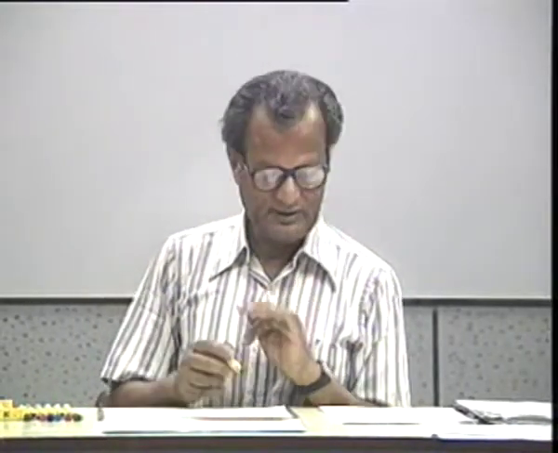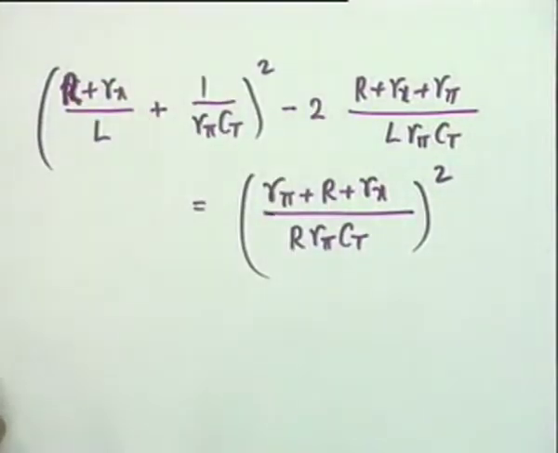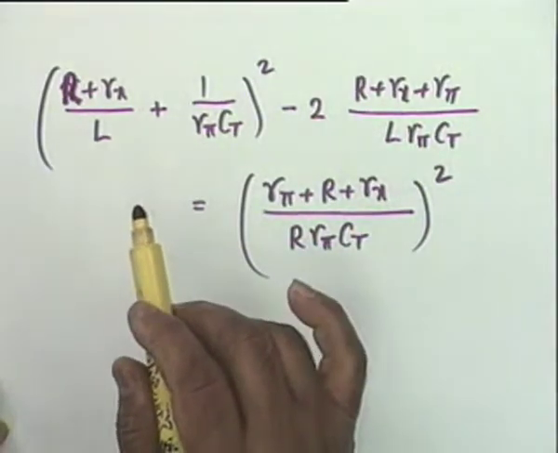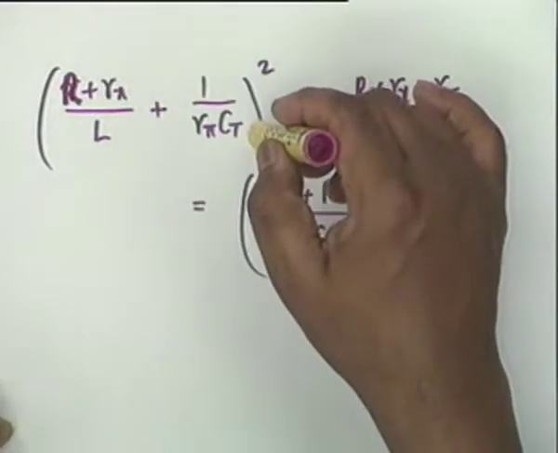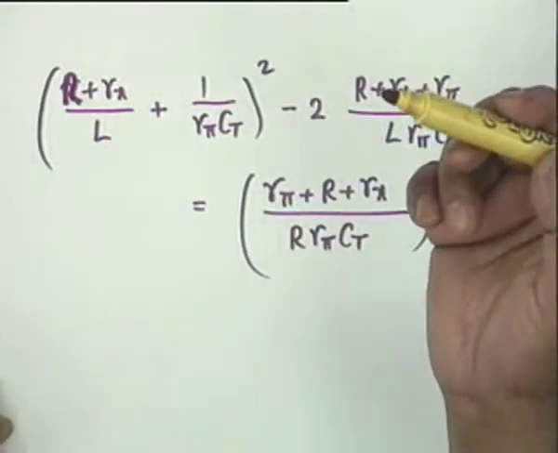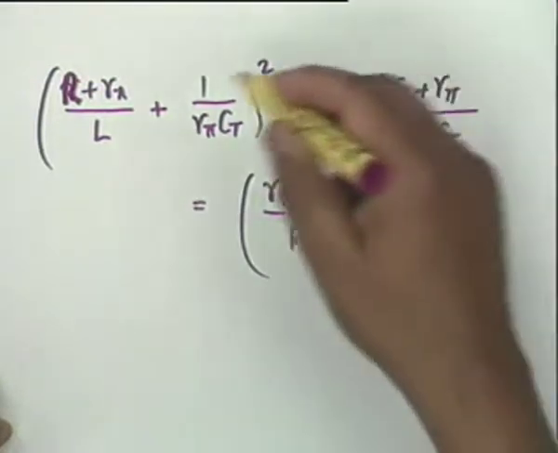This should be capital R. Where did I write smaller? Oh, I am sorry, this should be capital. Thank you for pointing this out. I know capital R, I know it's 350. I know Rx. I know Ct. Ct is C pi plus C mu times 1 plus GM RL. I know everything here except L.